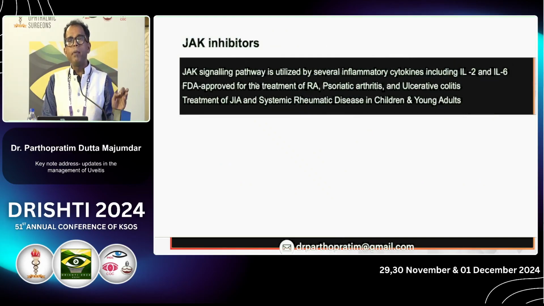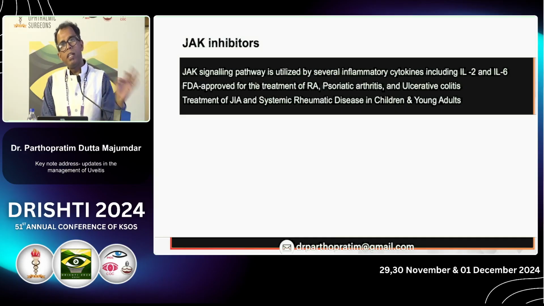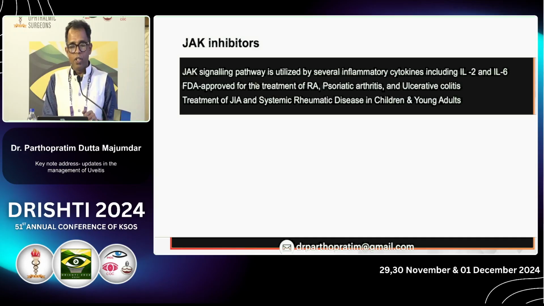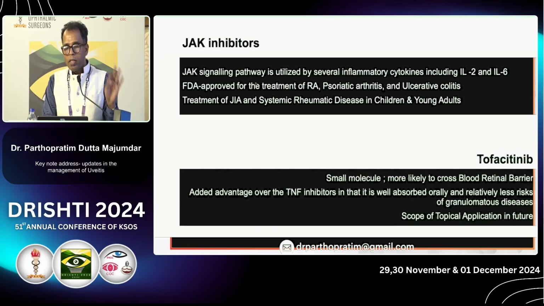Now there is another molecule which has emerged as a poor man's biologic, the JAK inhibitor. JAK signaling, again I am not going into that, is another pathway used in inflammation, and this drug prevents that pathway. It is FDA approved for rheumatoid arthritis, psoriatic arthritis and ulcerative colitis. Tofacitinib is a very useful molecule. It is very useful in exudative RD and various other conditions.